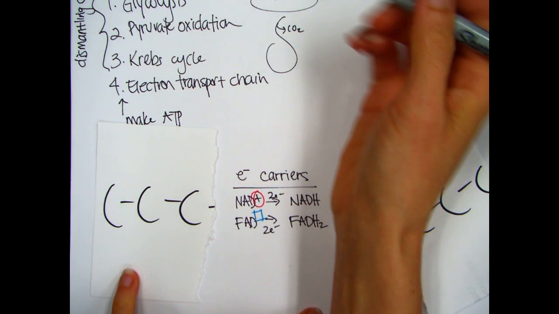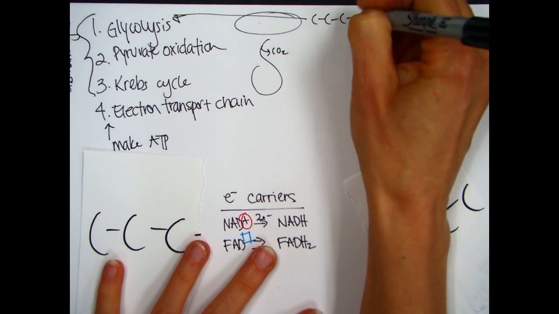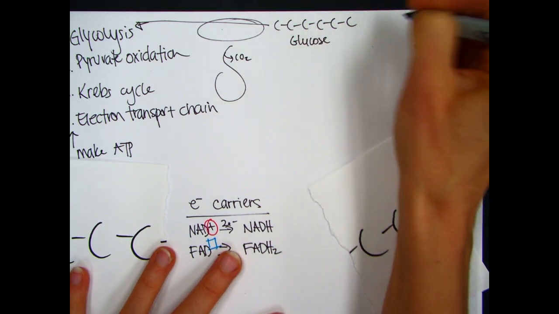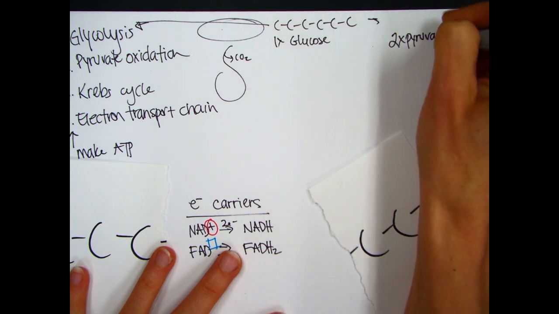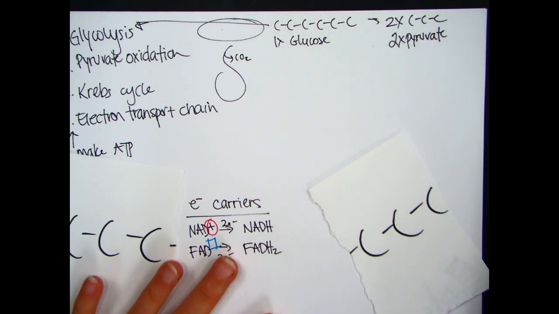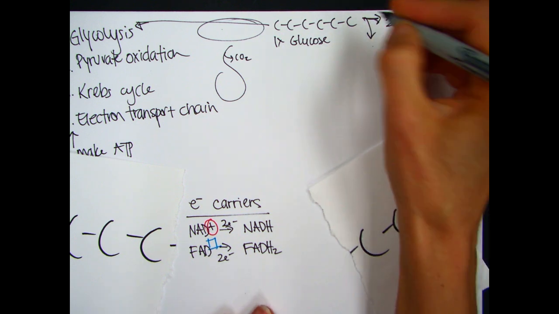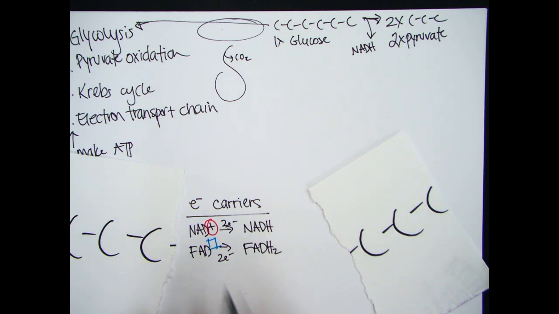Okay, so in glycolysis, what we're doing is we're splitting the 6-carbon glucose into 2 pyruvate, each of which are going to be 3 carbons. And so in the process of breaking this bond here, we are going to produce NADH because the electrons will come out, we will attach them to the NAD plus and make NADH. We'll go back through this and give you guys all the numbers, but this is just in general what happens.